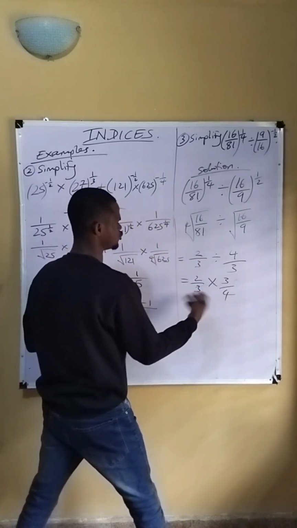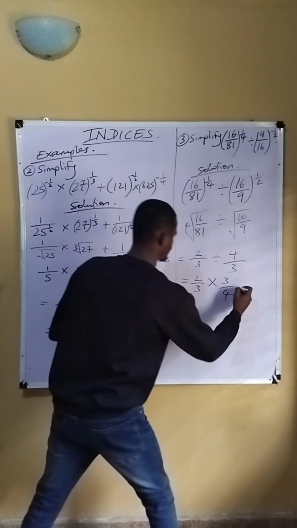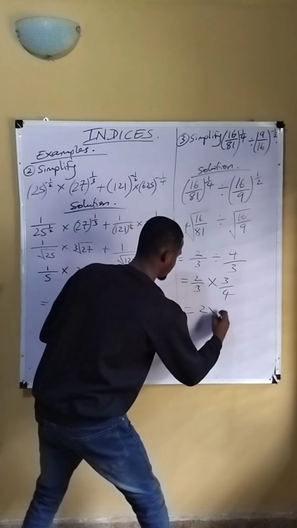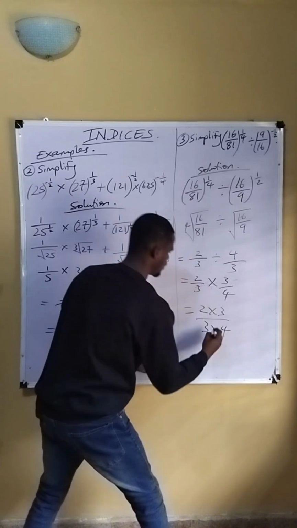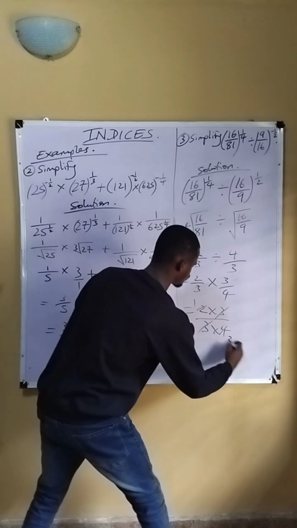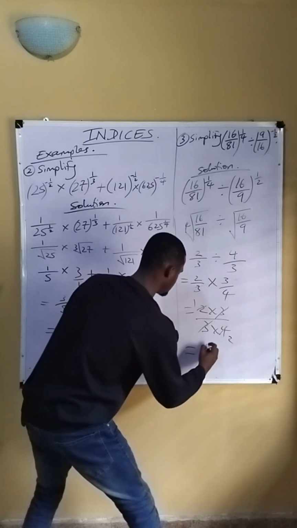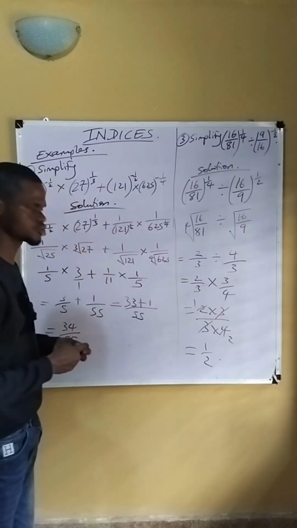When you have something like this, what do you do? You use the numerator to multiply the numerator, and the denominator to multiply the denominator. You are going to have 2 times 3 all over 3 times 4. This 3 will cancel out this 3. 2 here, 1, 2 here will give us what? 2. The final answer will be equal to 1 all over what? 2. That's all about these 2 questions.